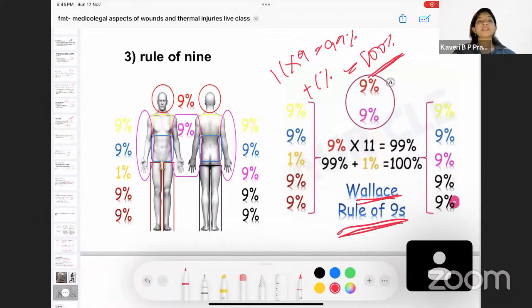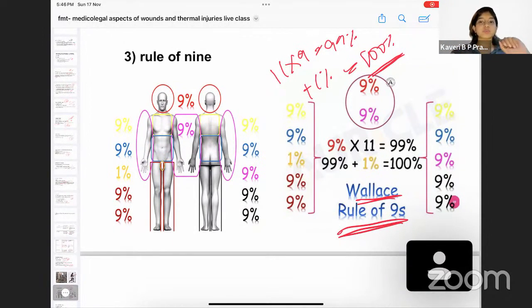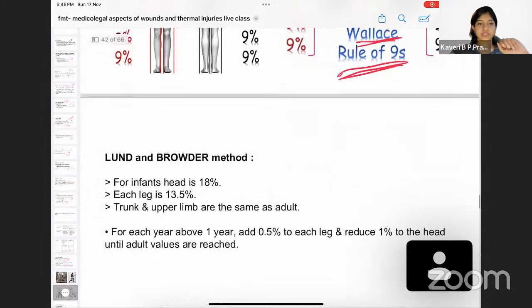So what is the one more thing that we saw for the infants? It's nothing but the Lund-Browder classification, which is a little complex one. With each increase in age, the classification changes. Like for the head, the surface area, initially we consider for 1 year as 18 and it comes down, whereas for the arms, it is going to go up. It is a little confusing classification, but Wallace's rule of 9 is a very simplified classification.